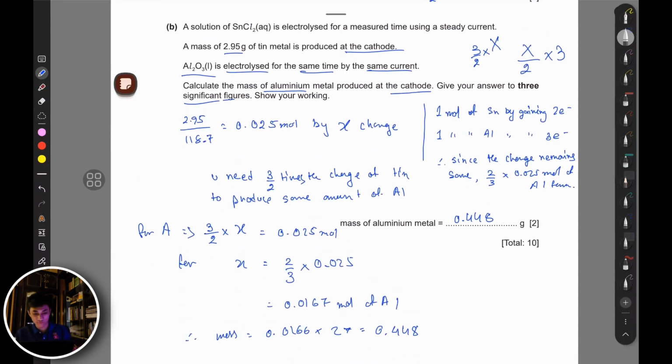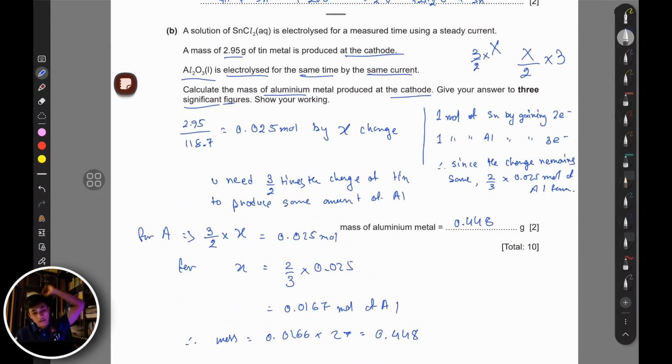Now the last question over here is they're asking you, a solution of SnCl2, tin chloride, is electrolyzed for a measured time using a steady current. A mass of 2.95 grams of tin metal is produced at the cathode. Al2O3 is electrolyzed for the same time by the same current. Calculate the mass of aluminum metal produced at the cathode. Give your answer to 3 significant figures, show your working.